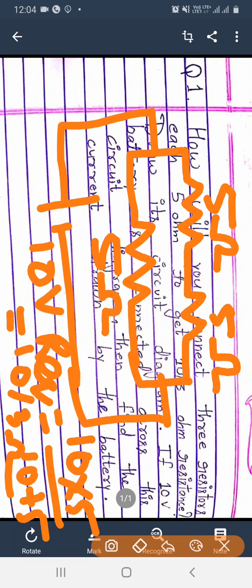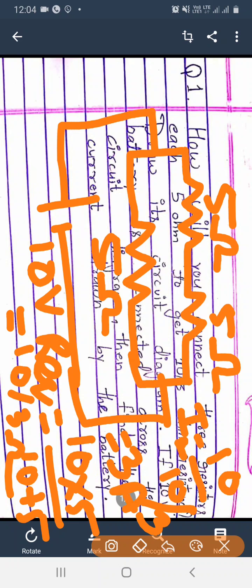And now next part of this one: if a 10 volt battery is connected across this circuit, then find the current drawn by the battery. So now current I, here you can mention current I is equal to total voltage upon total resistance. Total voltage is 10 volt and total resistance is 10 upon 3, and your answer will be 3 ampere.